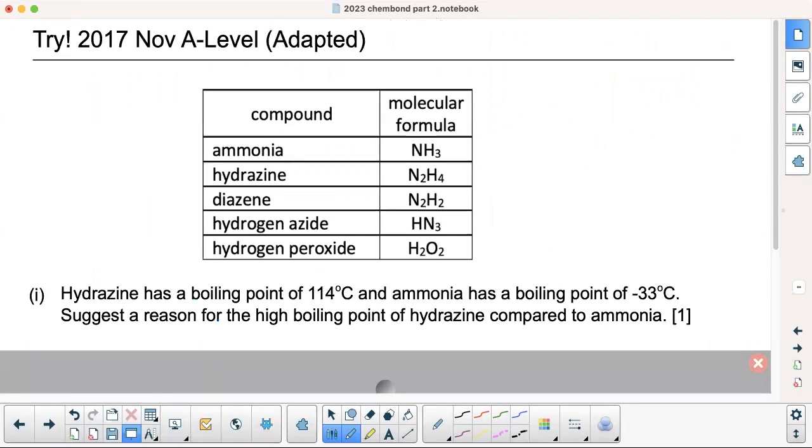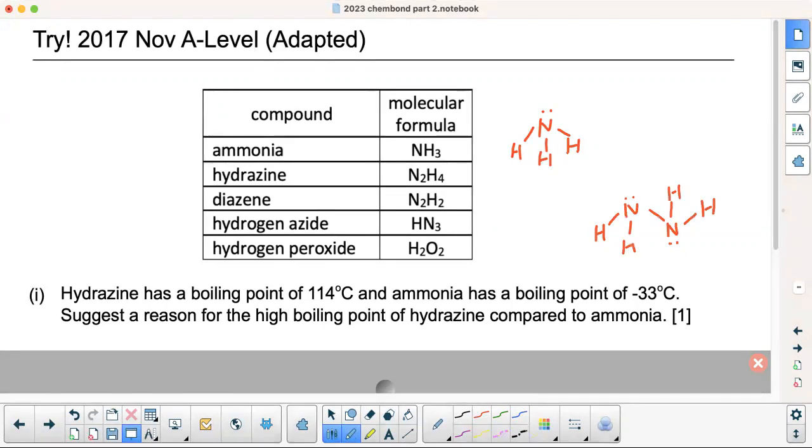Just for information, I'm just going to draw for you ammonia. See, every one of you drew hydrazine already. We did draw hydrazine in part 1, chem bonding part 1. So hydrazine looks like this: NH2, then N here, H here, H here, with a lone pair. So this is hydrazine and there's ammonia.